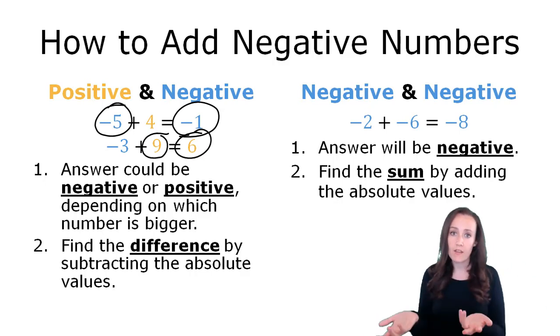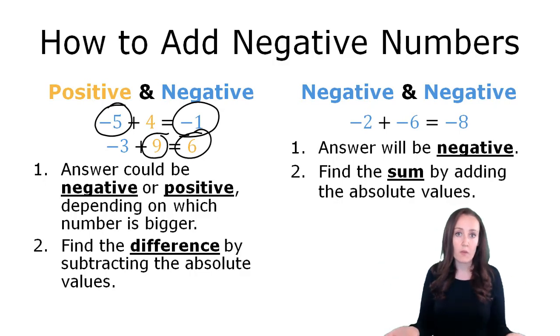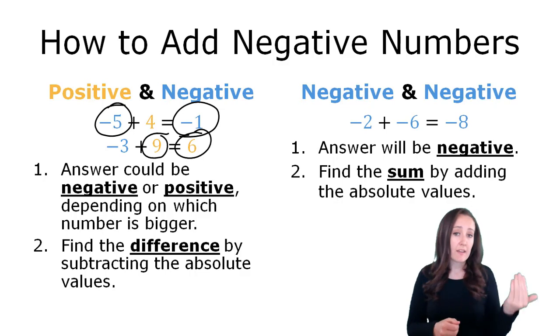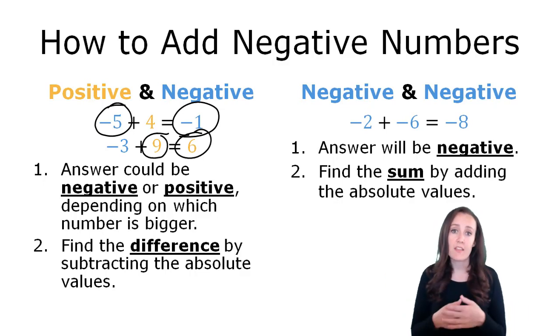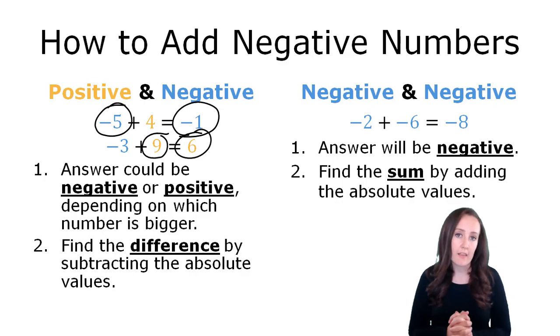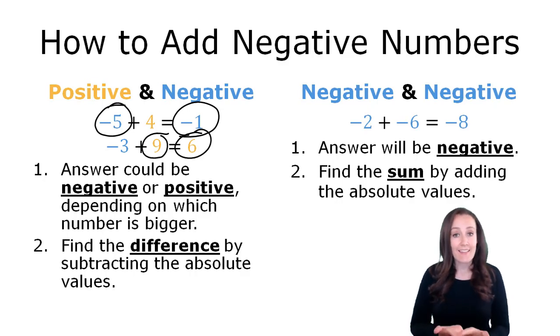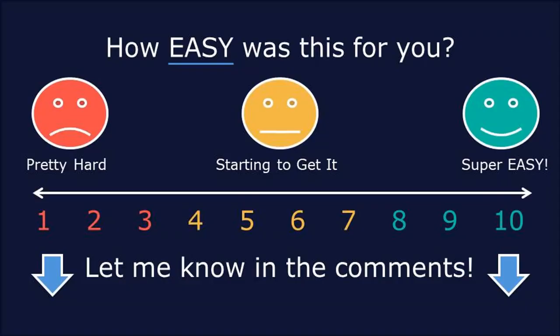Negatives and negatives are a lot easier because the answer is always going to be negative and you just add the numbers together. Because if you add -2 plus -6, that's like adding 2 ice cubes to 6 ice cubes, which just equals 8 ice cubes. And that's how you add negative numbers.